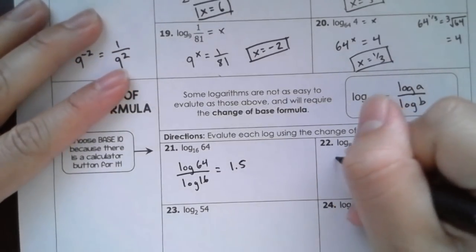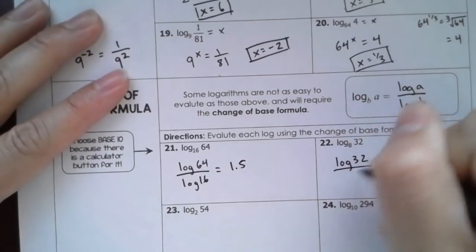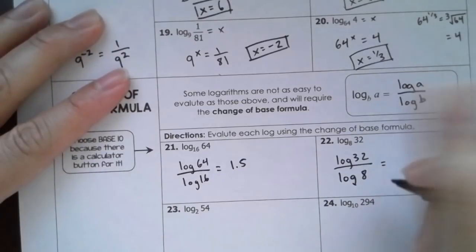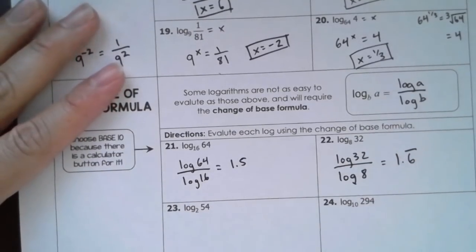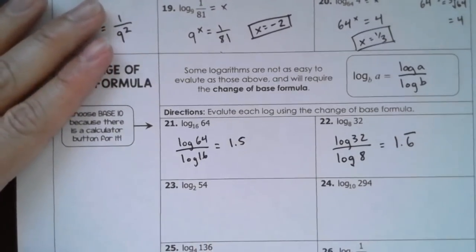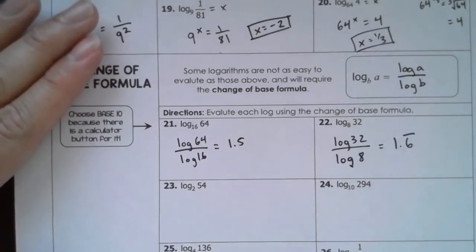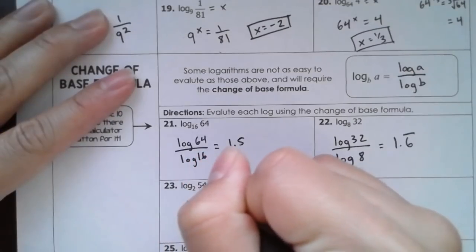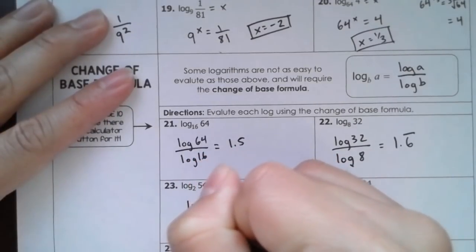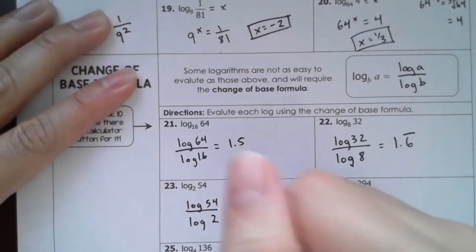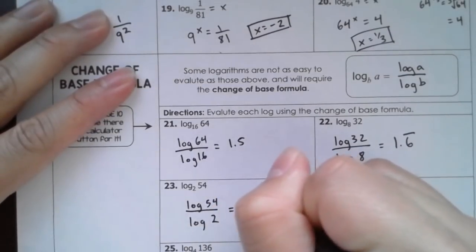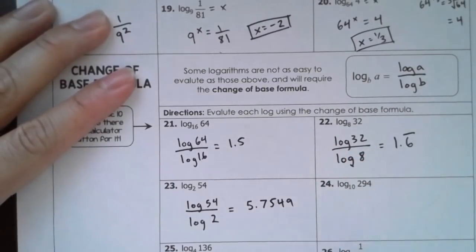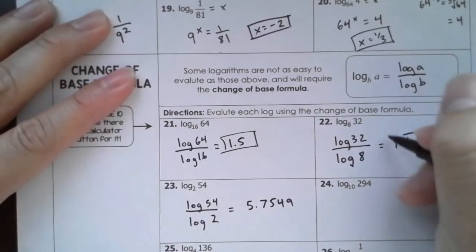So 22, I have log 32 over log of 8. Put this in your calculator, you're going to get 1.6 repeating decimal. Next one, log base 2 of 54. I get log of 54 over log 2, and if you put this in your calculator, you're going to get 5.7549. I forgot to box my answers here, so these are my answers.